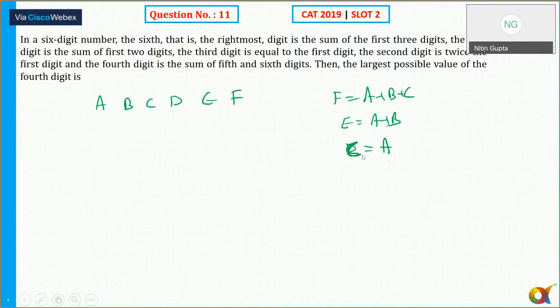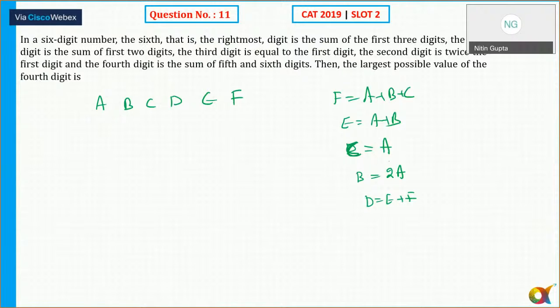The second digit is twice the first digit, so B is equal to 2A. That's it. The fourth digit is the sum of the fifth and sixth, that is E plus F. So D is equal to E plus F. These are all the values that are given. Now you might also try with the values here. Let's see what possibilities there can be.